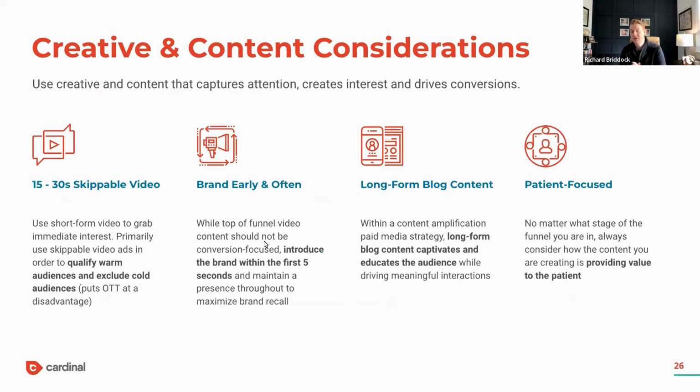Creative and content considerations, essentially, right? If you do this right, you're swapping ad dollars for time invested. You're spending a little bit more time on your campaigns. It's harder to do, but you're getting some efficiency back on your media. So the things that you will need are things like 15 to 30-second skippable video. You will probably need some long form blog content to test sending people to at the top of the funnel, right? You want to talk about your brand early and often so that if people are already watching the first 3 to 5 seconds of their video, they still understand who the brand is that they're engaging with.